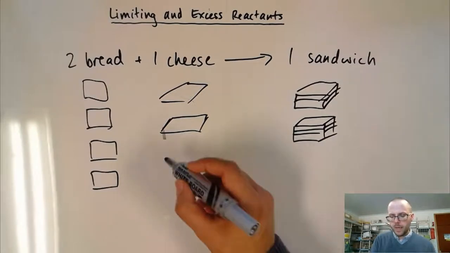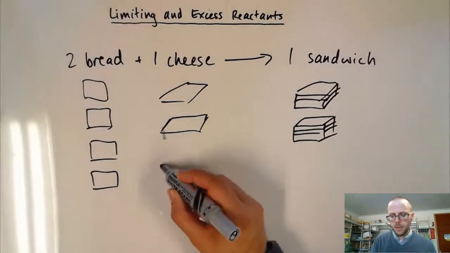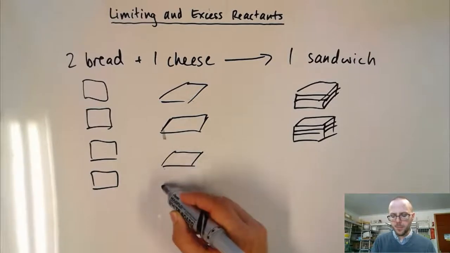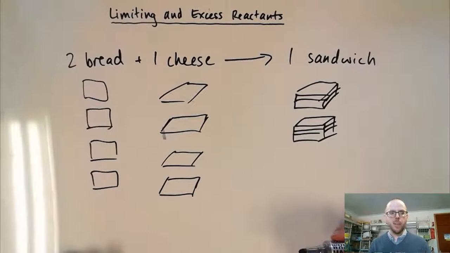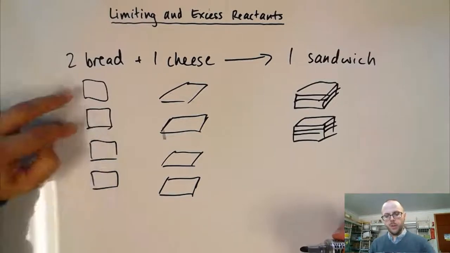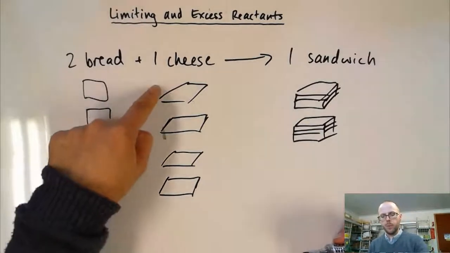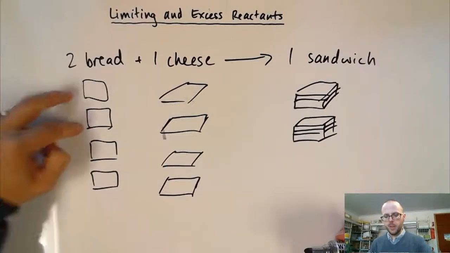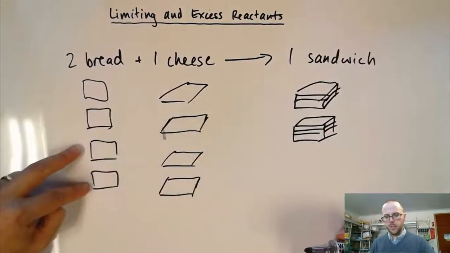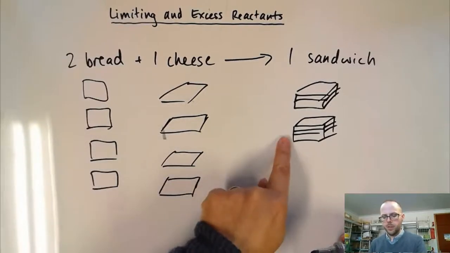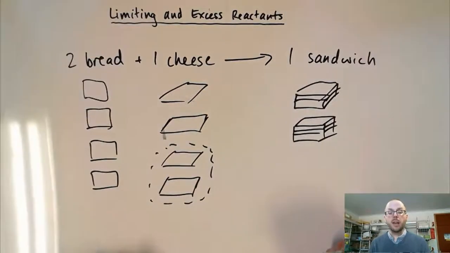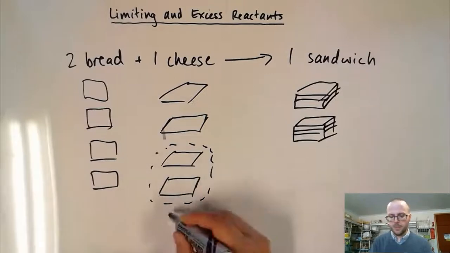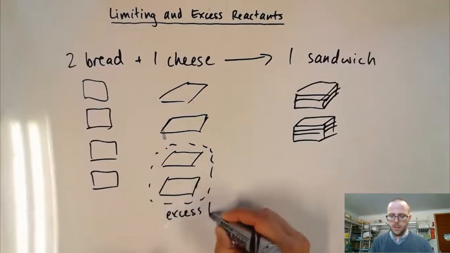But then what I get is, let's say I have 4 pieces of bread and 4 pieces of cheese. I want to make sandwiches. Well, I know that I need 2 pieces of bread for every 1 piece of cheese to make a sandwich. So these 2 and this one make a sandwich. These 2 and this one make a sandwich. But then I have 2 pieces of cheese left over. I have something which is in excess. That is, it's left over.